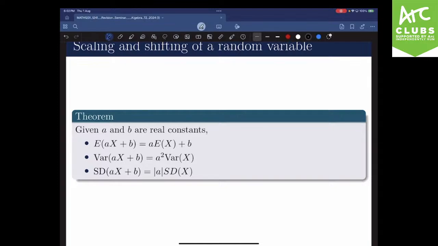And we'll find that this is just equal to a squared times the variance of X. And then for the next part, the standard deviation, if we just take the square root of our previous equation, we get the standard deviation equation there.